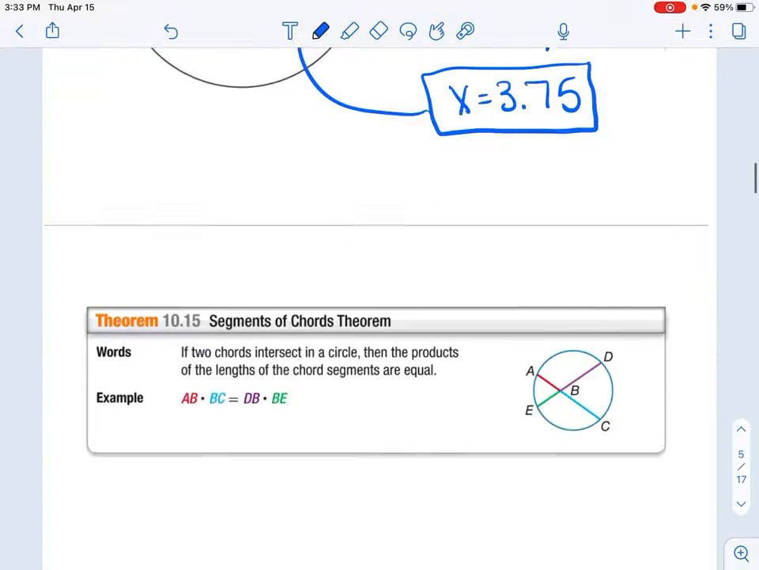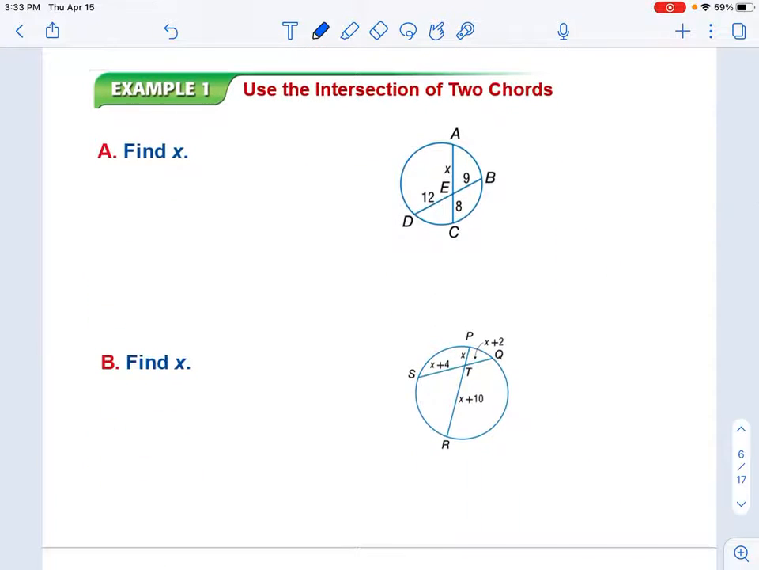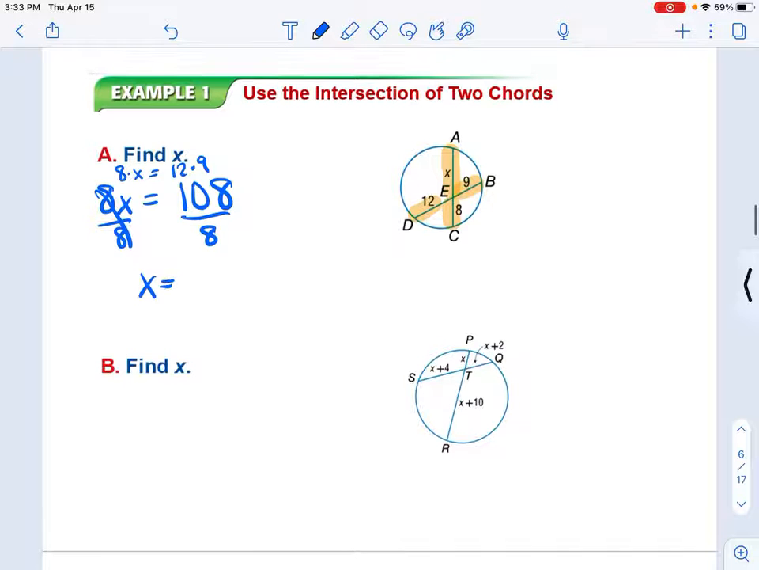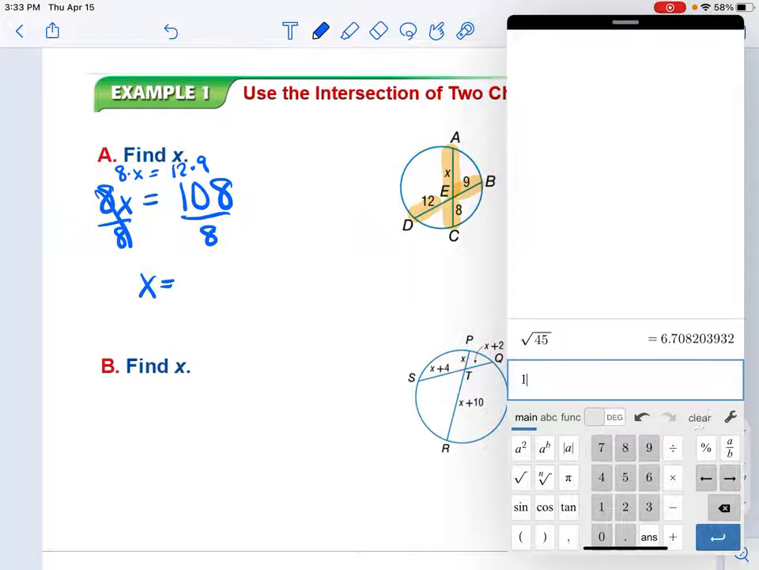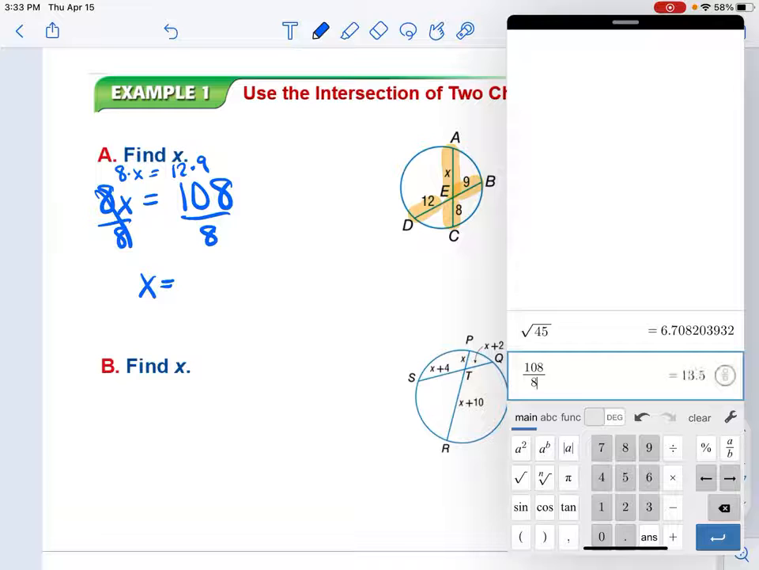Okay? Let's try some more. Find x. So once again, chord segments, you can multiply these and then multiply these. So we have 8x is equal to 108. Maybe I should write this out so that way you can see what's going on. We divide by 8 and x is equal to 13.5. And there's no units, so we can leave it. Okay, so that one's pretty easy.